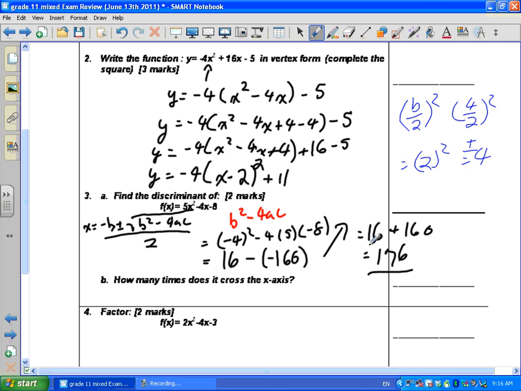So, this number is not important. What's important is, well, technically it is, but I should have said that. Scratch what I just said. Because if it's 0, it's important. It is a positive number. How many intercepts does this have? Yes. So find the discriminant. The discriminant is 176. How many times does it cross the x-axis? Twice.